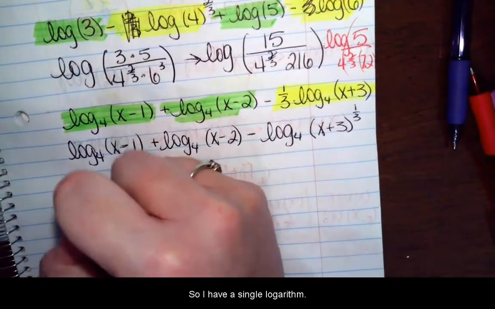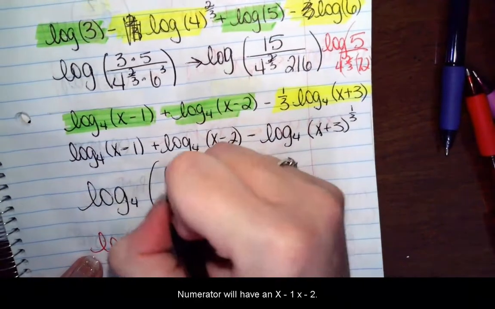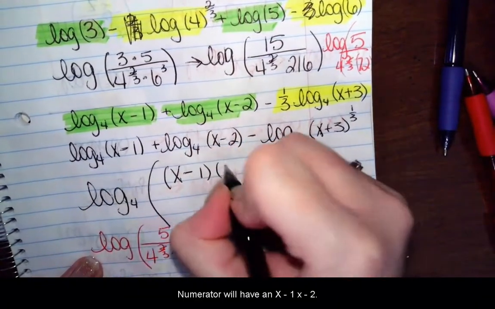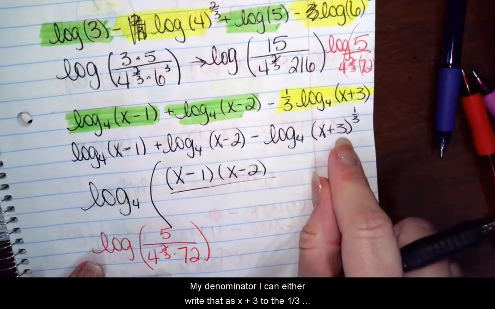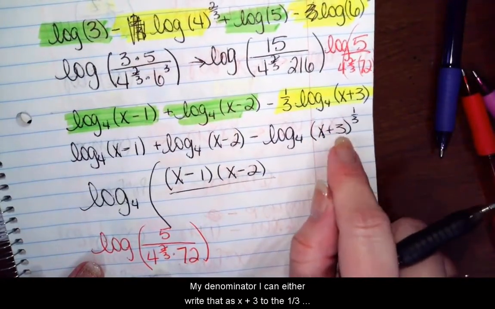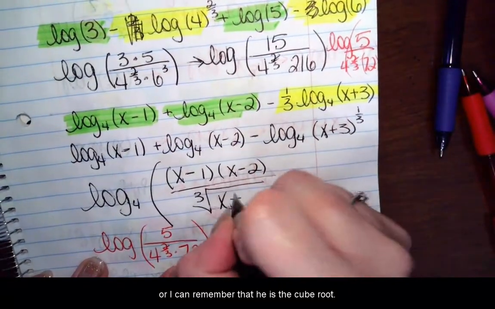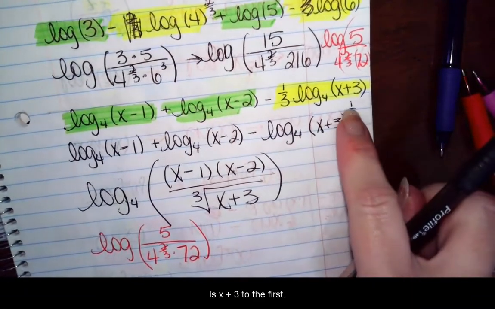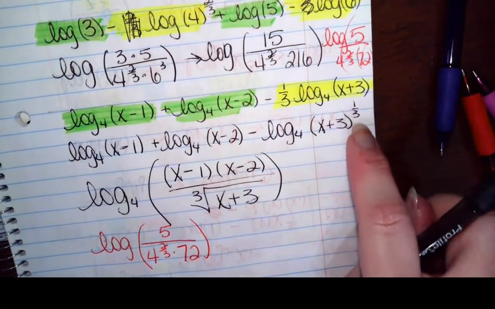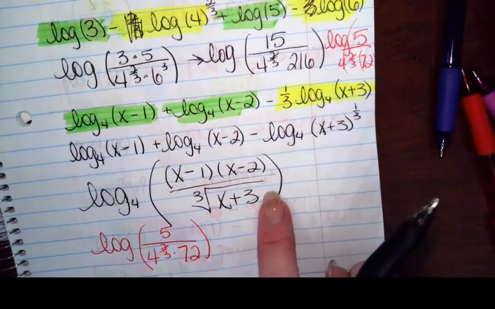So now these can go in my numerator, he can go in my denominator. So I have a single logarithm in base 4. My numerator will have an x minus 1, x minus 2. My denominator, I can either write that as x plus 3 to the 1/3, or I can remember that he is the cube root of x plus 3. So it's x plus 3 to the 1st, but you're taking a cube root, and it only belongs to the x plus 3. Okay?